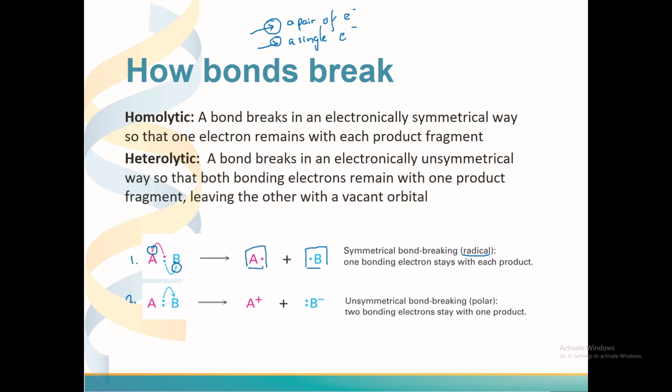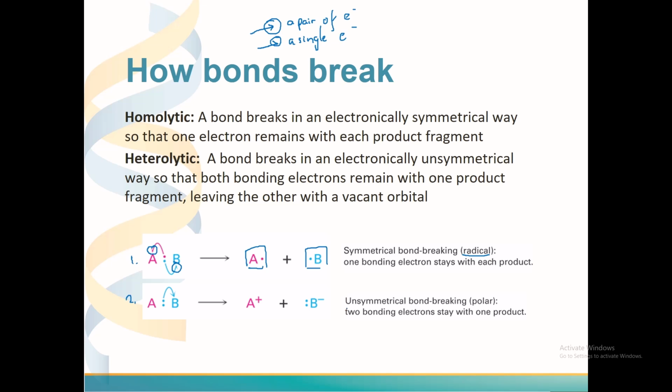The second mechanism is heterolytic, where a bond breaks in an electronically unsymmetrical way, so that both bonding electrons remain with one product fragment, leaving the other with a vacant orbital. You have seen this a lot of times in this session. In reaction number 2, there is a bond between A and B, and both electrons are being attracted to B. So now A is missing an electron, thus you get A+.